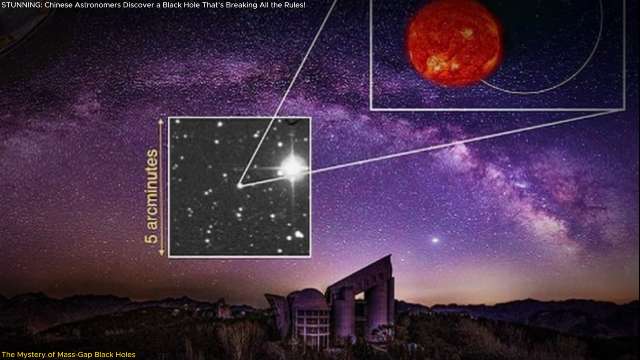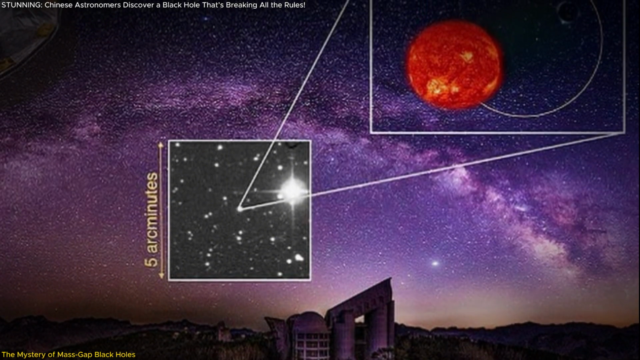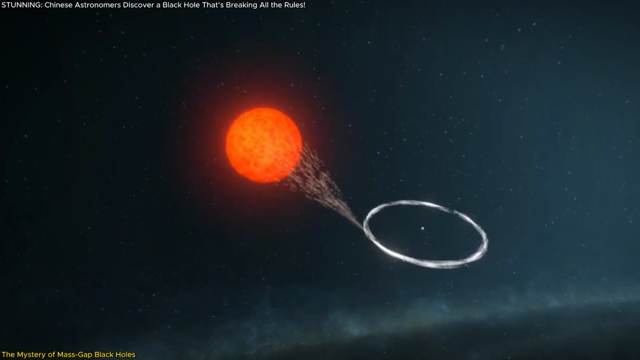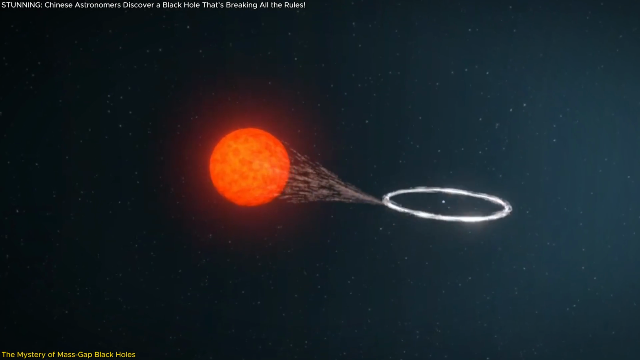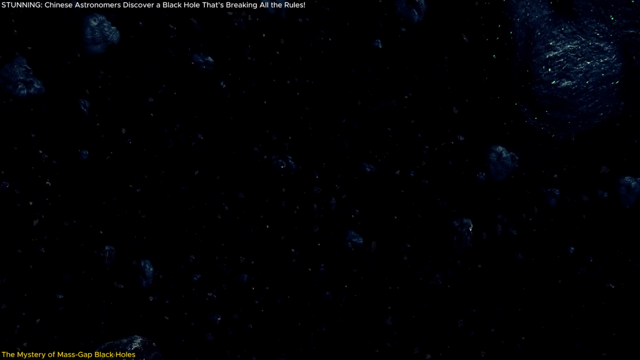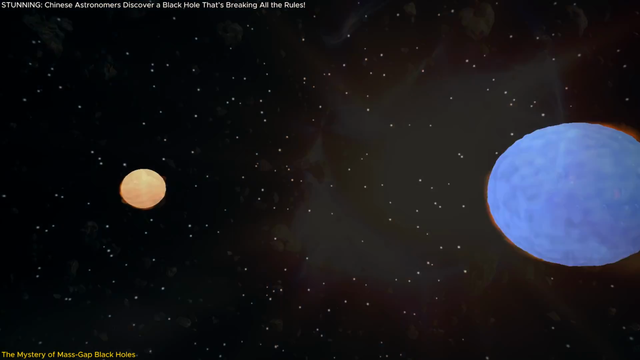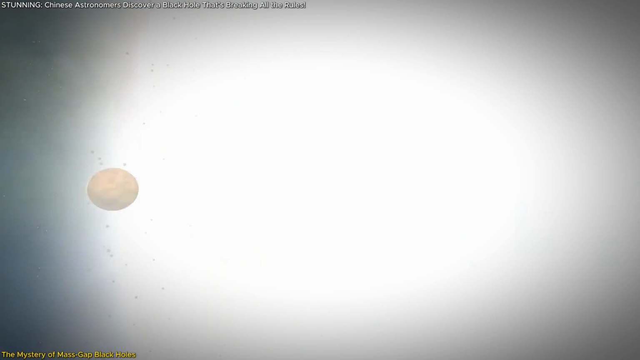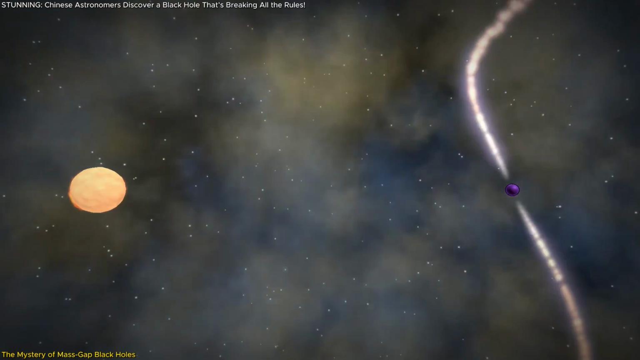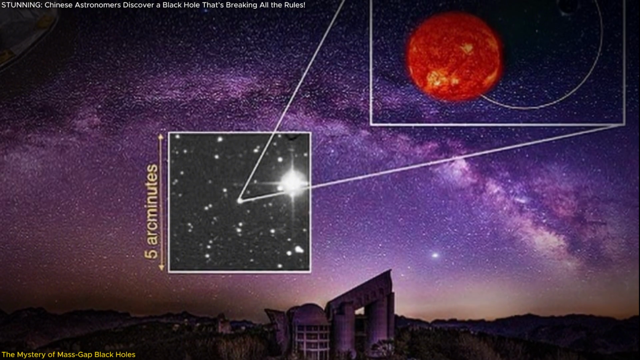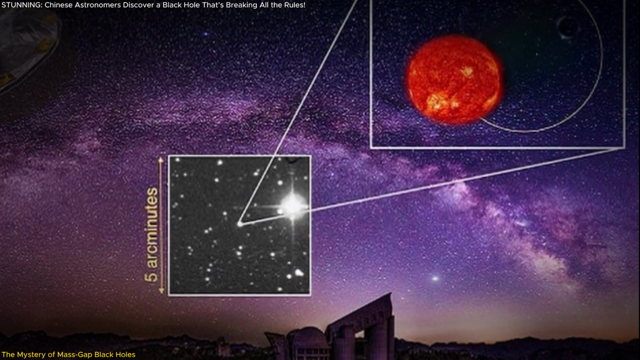What makes this discovery even more significant is the fact that it defies existing models of binary star evolution. The orbit of the binary system is almost perfectly circular, something that shouldn't be possible if the black hole had formed through the conventional method of a supernova explosion. Supernovae typically give stars or black holes a kick, resulting in more eccentric or elongated orbits. Yet here we have a wide circular orbit, and that's a big deal.